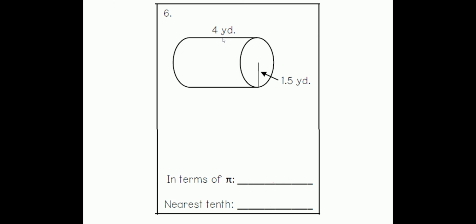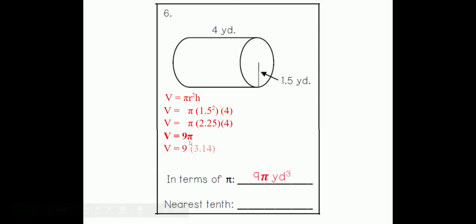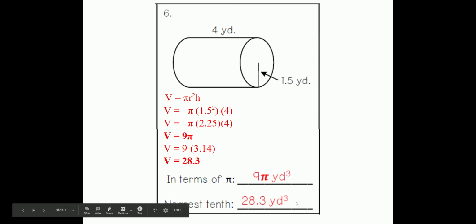Let's try another one. And let's rewrite our formula. V equals pi r squared times height. We know the radius, they give it to us right there, it's 1.5. We know the height, it's 4. 1.5 times 1.5 is 2.25. We're going to multiply that by 4, and we get roughly 9 pi. So we're going to write it right there. If we multiply 9 with pi, we get 28.3, which is our nearest tenth answer.